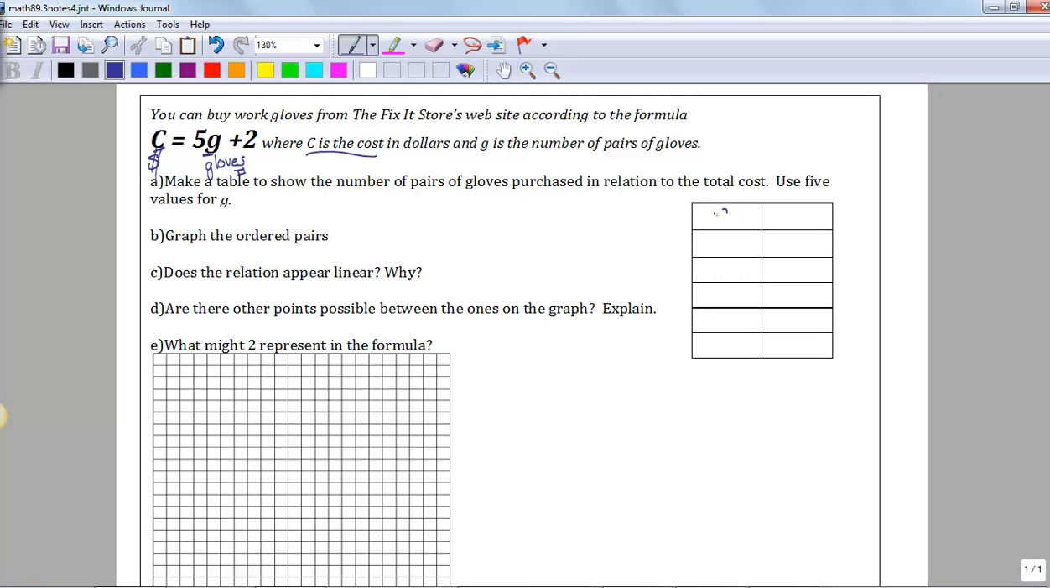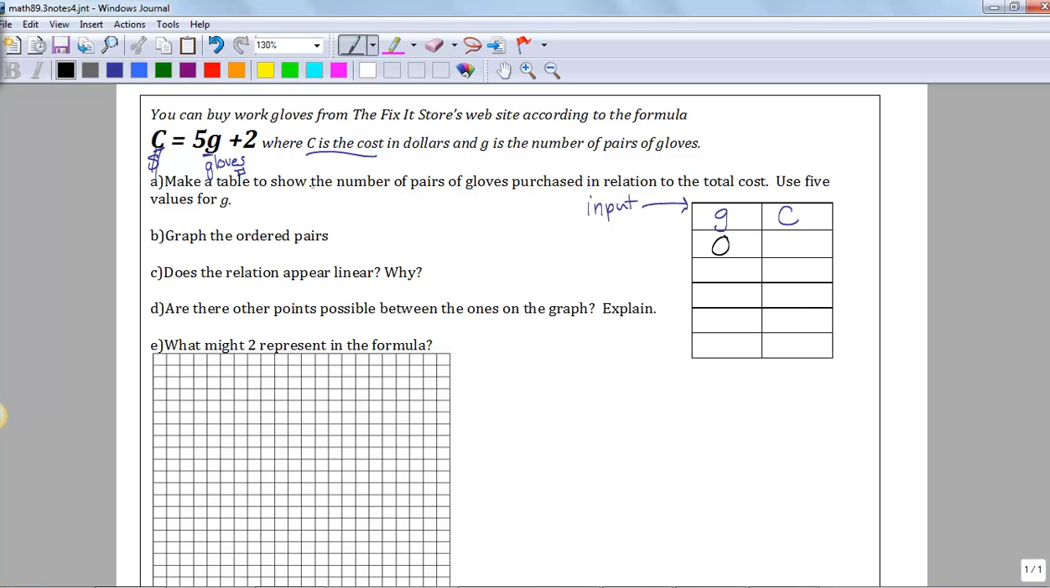So we'll make this our G and this our C. There's no X and Y this time. If you're not sure which one to put on what side, this one is like the input number. You input the X, out pops the Y. If I need to know how many pairs of gloves I'm looking at to determine the cost, then when we're picking our X values, you can't have negative gloves. That doesn't make sense. You can have 0 gloves and figure out what the cost is.